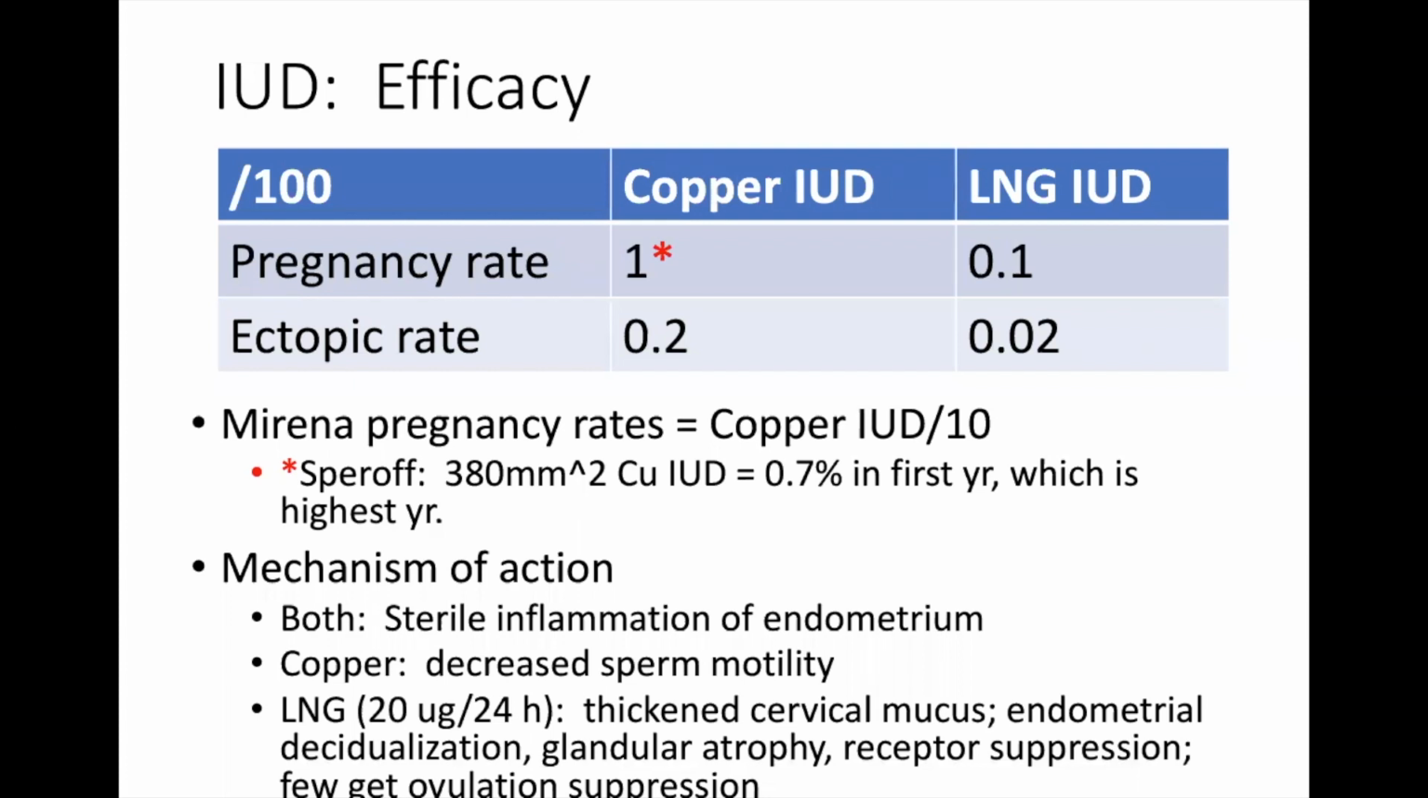The mechanism of action: both of them will cause a sterile inflammation of the endometrium. Copper decreases sperm motility. Levonorgestrel thickens the cervical mucus, causes endometrial decidualization and glandular atrophy. It affects the receptivity of the endometrium, so receptors are suppressed, and there's suppression of ovulation.